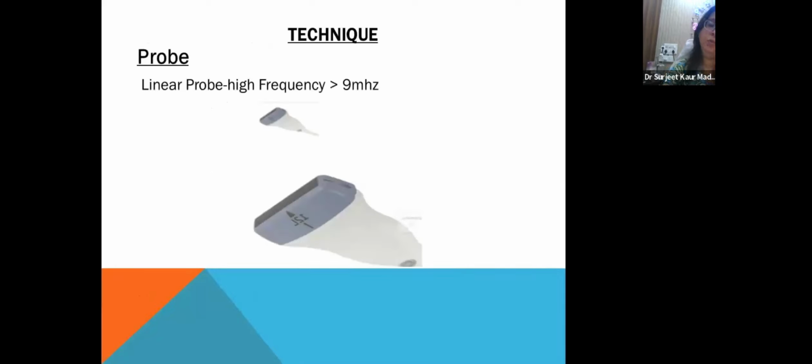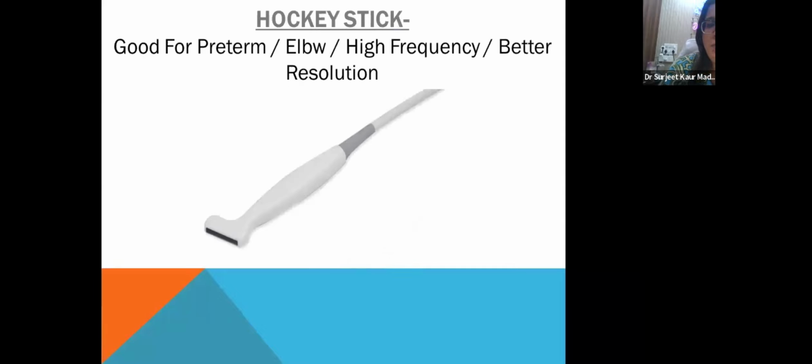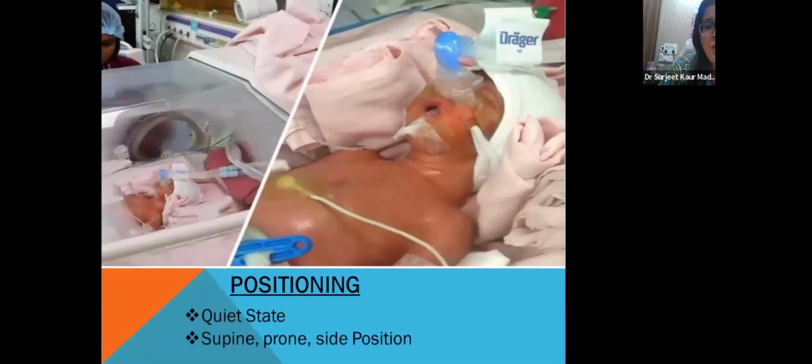The probe which we are using is a linear probe, which is high frequency, more than 9 megahertz. Hockey stick probes are also available, which are good for extremely low birth weight babies, with high frequency and better resolution. While doing lung ultrasound, you need to keep your baby in a supine position. Supine is the best, but you can also do it in prone and left lateral positions, in the side positions.